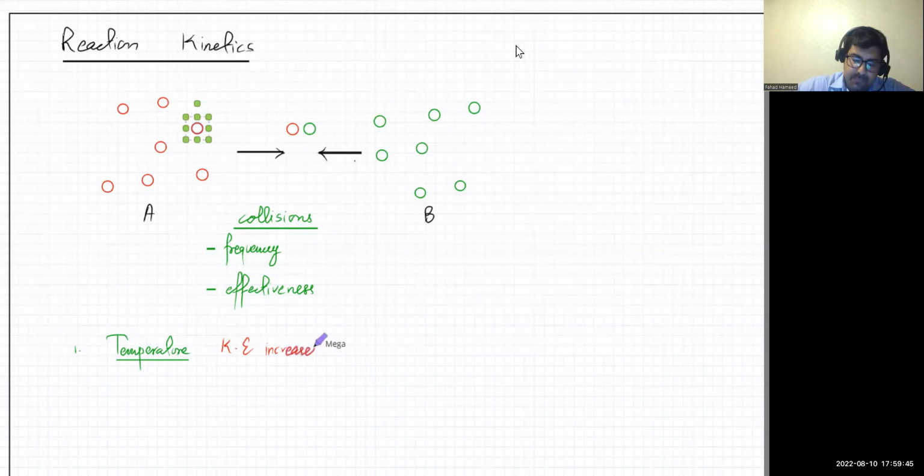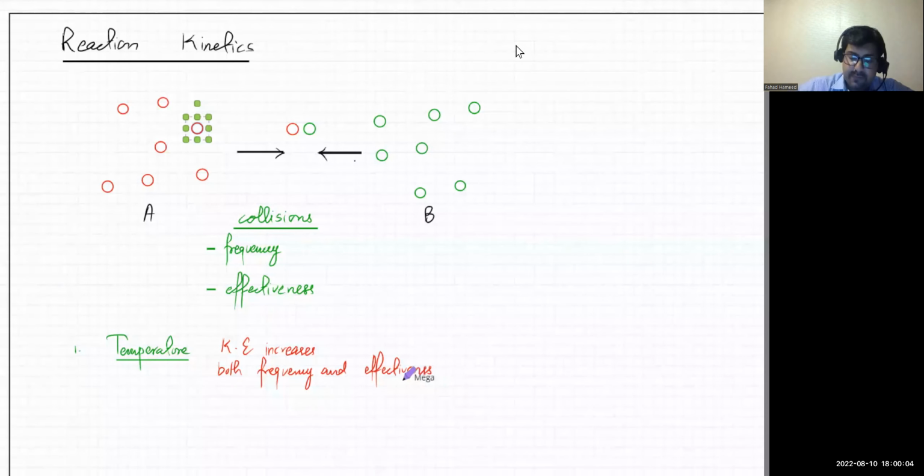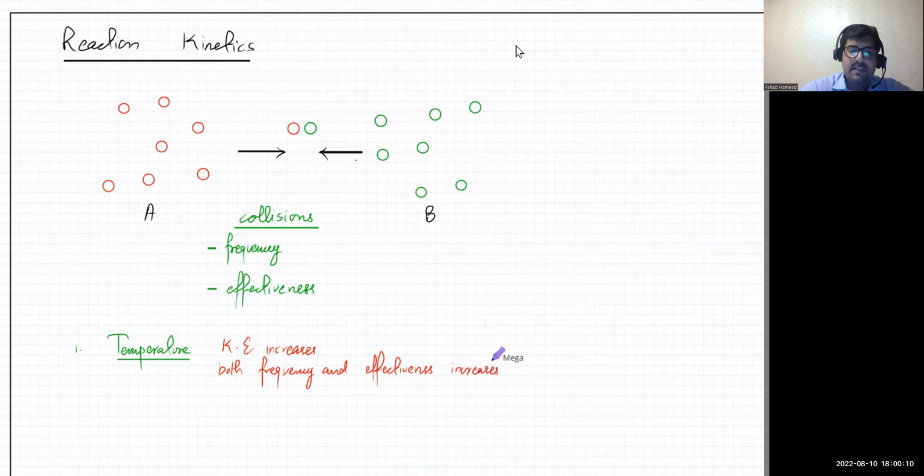So remember this, both frequency and effectiveness increase. So remember, this is nothing new, we're just revising the old stuff first. And effective, or the success rate, successfulness of the collision increases. So then the next one.